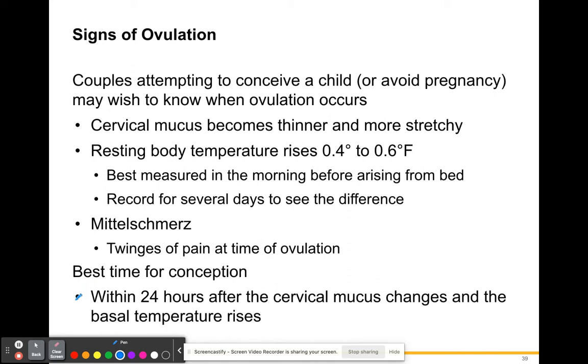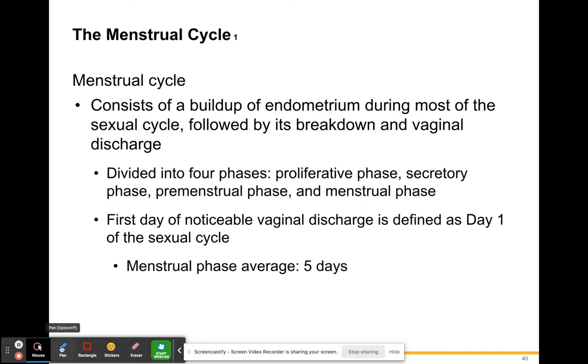The best time for conception is going to be within 24 hours after the cervical mucus changes and the basal temperature rises. So if you want to have a child, you want to attempt 24 hours after that occurs, or if you want to avoid a child, avoid sexual intercourse 24 hours after the mucus changes and the temperature rises.